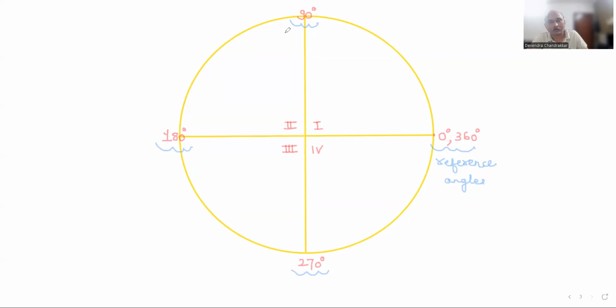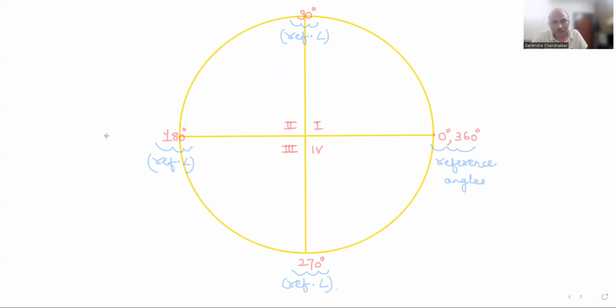All of you understood or not? This is a reference angle because they are defining the boundaries of the quadrant. So I repeat, the angles which define the boundary of a quadrant are called reference angles. Clear hai sabko? Yes, sir. Good. So now, the first quadrant starts from 0, ends at 90. Second quadrant starts from 90, ends at 180. Third quadrant starts at 180, ends at 270. Fourth quadrant starts at 270, ends at 360.